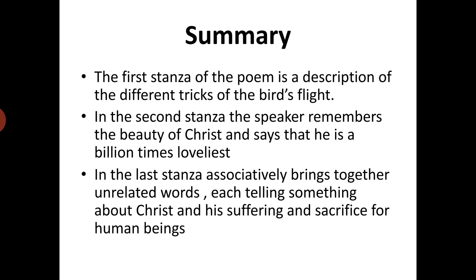Now, summary of the poem. The first stanza of the poem is a description of the different tricks of the bird's flight. In the second stanza, the speaker remembers the beauty of Christ and says that he is a billion times lovelier. In the last stanza, he associatively brings together unrelated words, each telling something about Christ and his suffering and sacrifice for human beings.